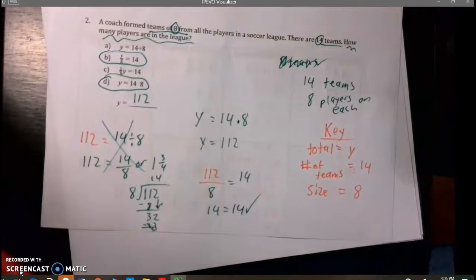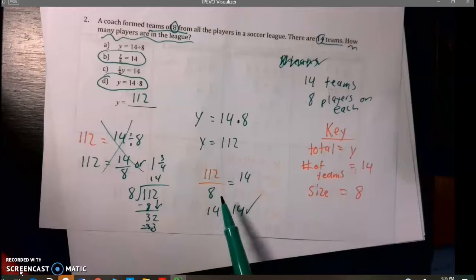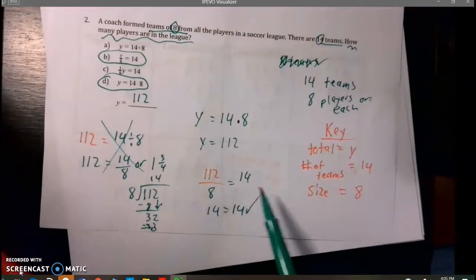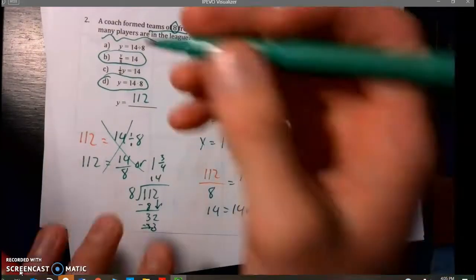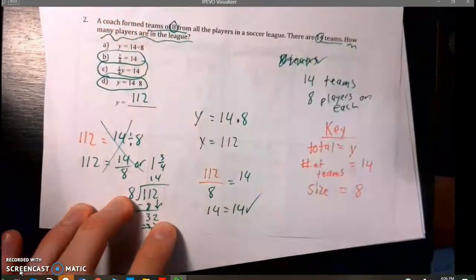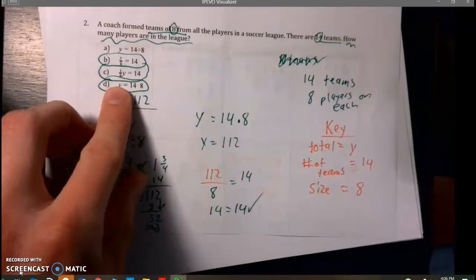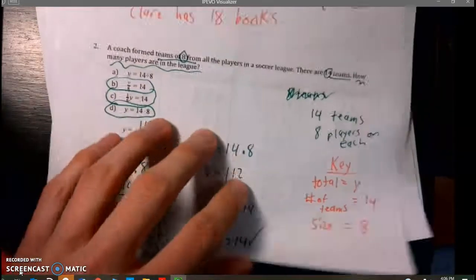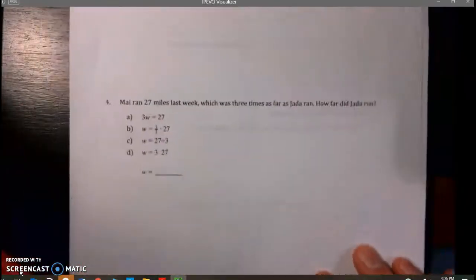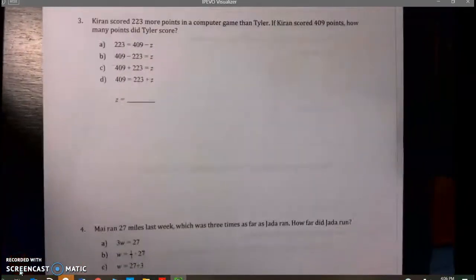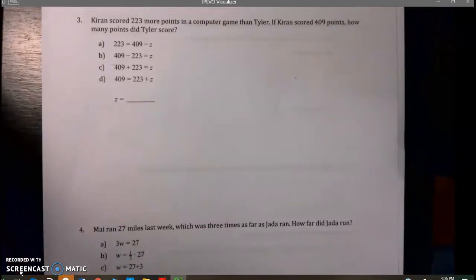And once again, you can think about the situation. It makes sense. If you took all the players in the league and broke them up into groups of 8, you could make 14 teams. All right? And just to save time, I'll also say C is also the same thing. Dividing something by 8 is the same thing as multiplying it by 1/8. Okay? So I will leave these two problems for you to complete independently. Once again, there are 3 answers for each of them.